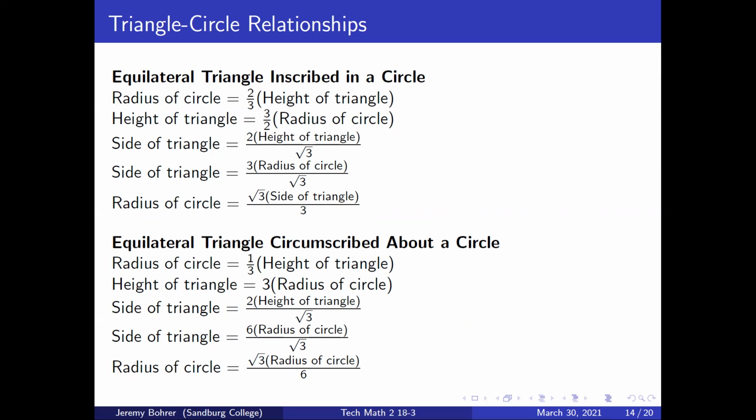For an equilateral triangle circumscribed about a circle, the radius of the circle is 1/3 the height of the triangle. The height of the triangle is 3 times the radius of the circle. The side of the triangle is 2 times the height of the triangle over the square root of 3. The side of the triangle is 6 times the radius of the circle divided by the square root of 3. The radius of the circle is the square root of 3 times the side of the triangle divided by 6.